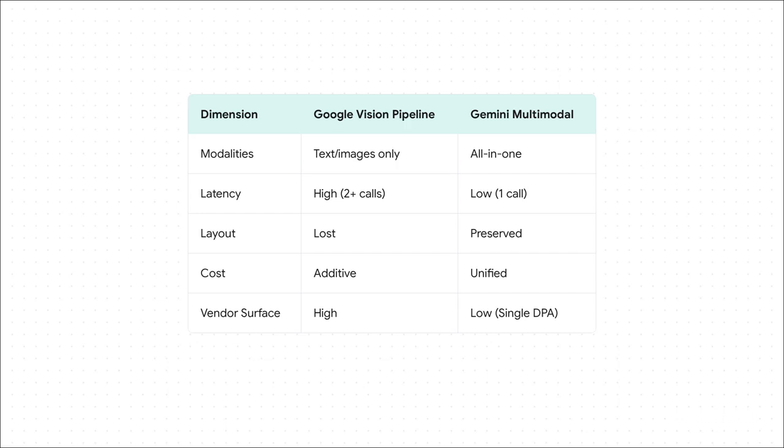Layout handling. This one's huge. The old way literally flattens your document, losing all that rich visual context. The new way preserves it. Cost. Are you adding up multiple bills for each service or paying for one unified call? And finally, vendors. Are you managing multiple data agreements or just one? When you're dealing with complex documents, the choice starts to become pretty darn clear.